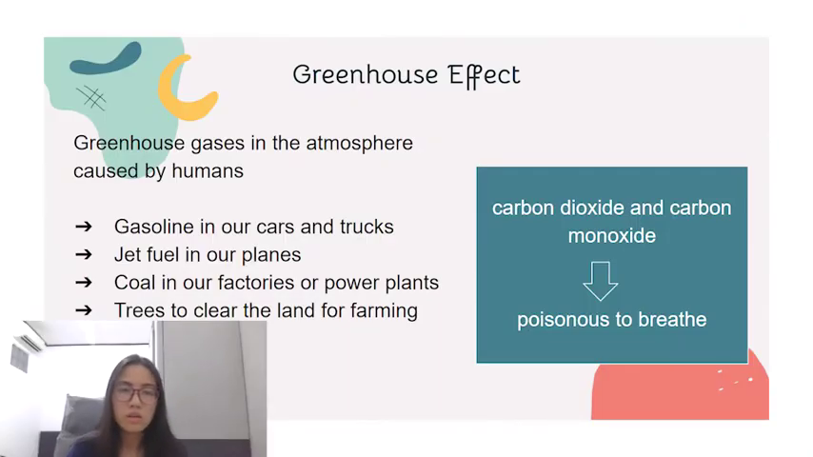Other than all the causes that I mentioned before, the greenhouse gases in the atmosphere can be caused by humans. For example, the burning of gasoline in our cars and trucks, the burning of jet fuel in our planes, the burning of coal in our factories or power plants, or the burning of trees to clear the land for farming. And then from this, the carbon dioxide and carbon monoxide are poisonous for humans to breathe, so it's not good for people's health.